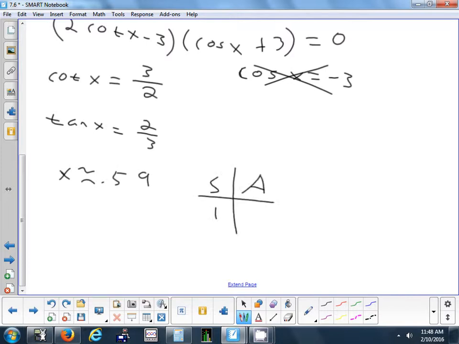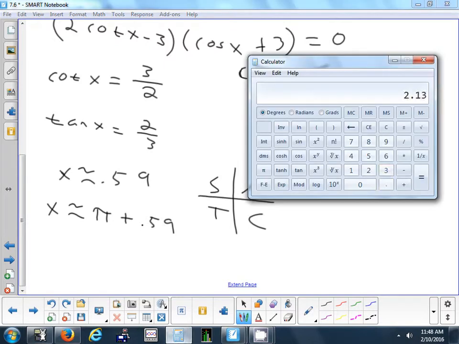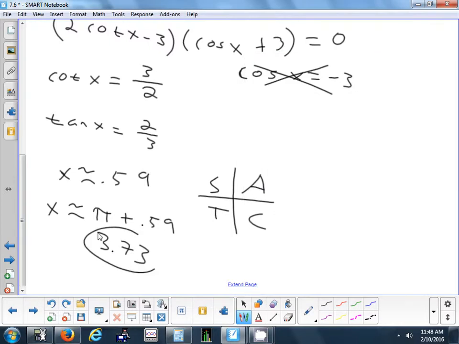What other quadrant would I have an answer in? Quadrant 3. How do I get an answer in quadrant 3? Add pi plus 0.59. It's okay to use 3.14 because you've already rounded the other answer, so the accuracy at this point is already 2 decimal places. 3.73. And we're good.